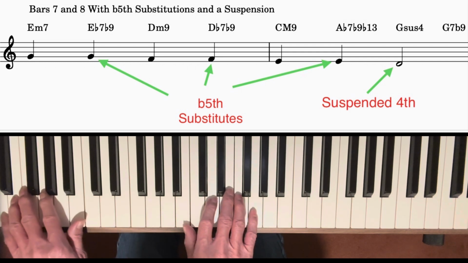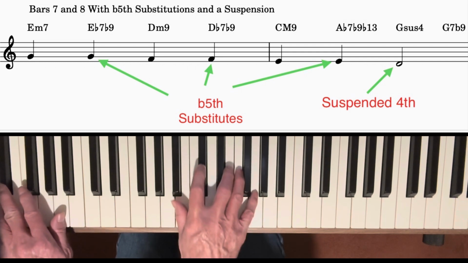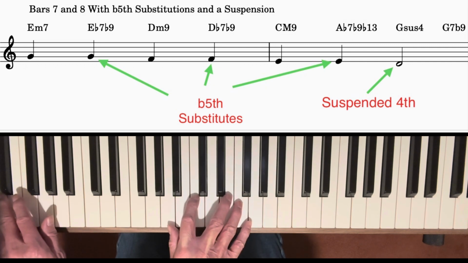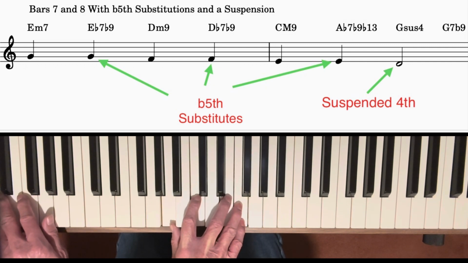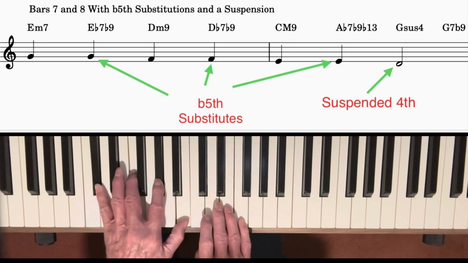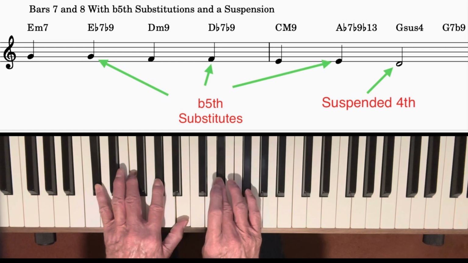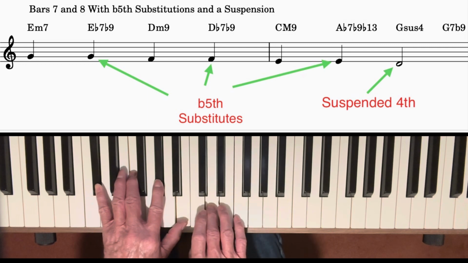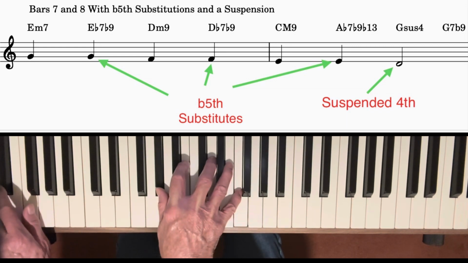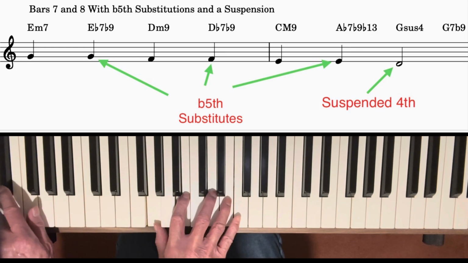Here's the E minor 7, going to E flat 7 with a flat 9th, going to D minor with the 9th in. Now I'm going to play D flat 7, but I'm also going to put in the flat 9th. That is the flat 9th. That's D flat 7, that is the 9th, that is the flat 9th. So we get, now that works really well.